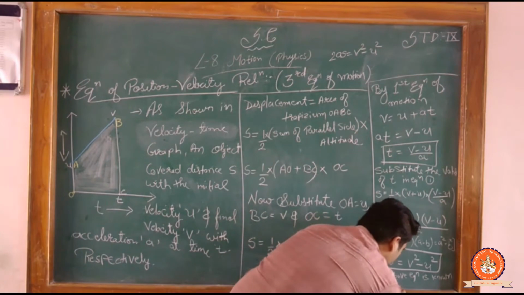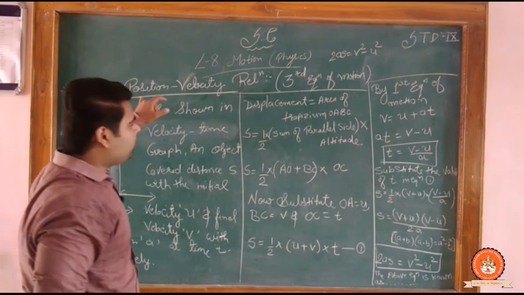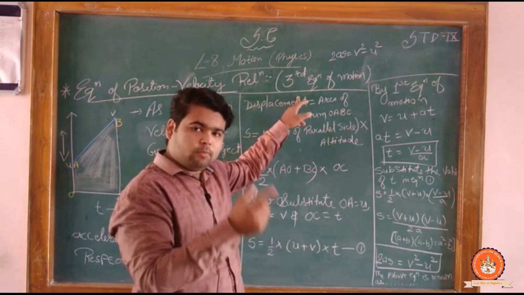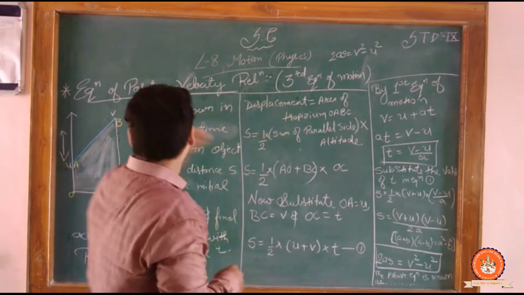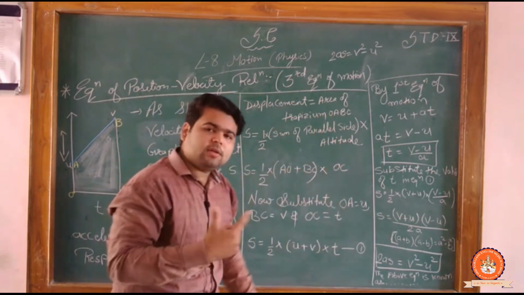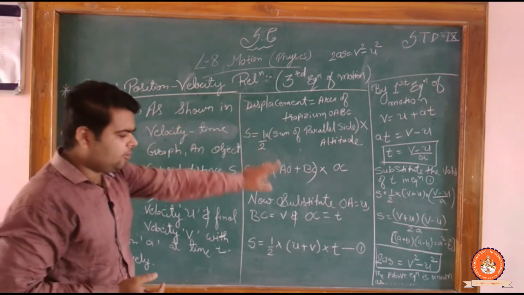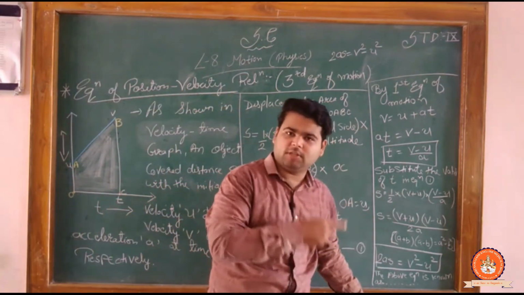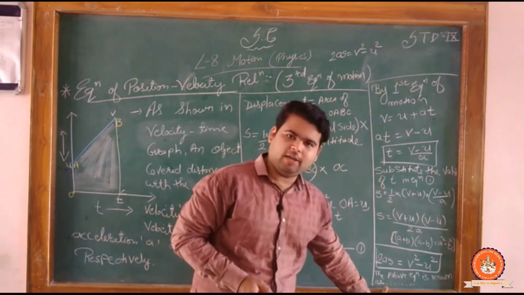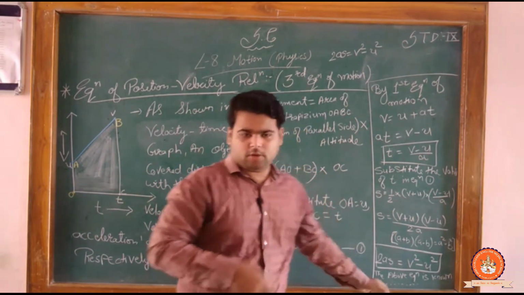Clear? So I am writing dot dot dot here because there is no space over here. You can write this one also and this one also. So both of these you can write as equation of position velocity relation or third equation of motion. Clear? In the exam, if the question is about the equation of position velocity relation, then you have to write equation of position velocity relation here. And if it asks for the third equation of motion, then you have to write third equation of motion. Write in your note or take a screenshot.